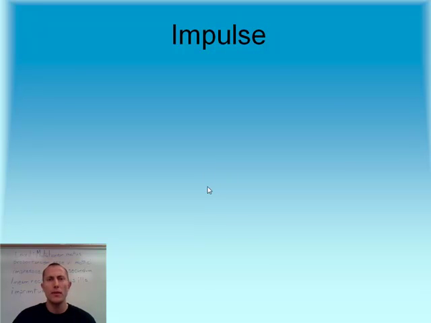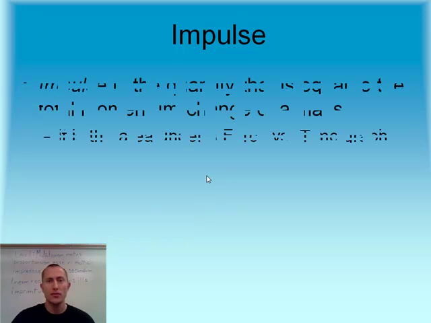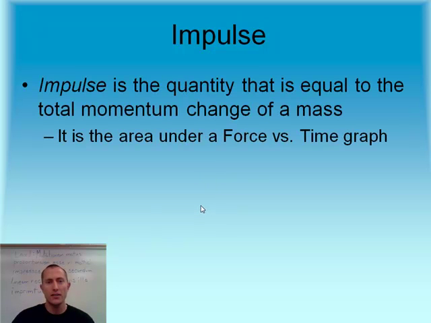Now along with momentum we have another related component, and that's impulse. An impulse is really just the change in momentum of an object. And so if we're looking at an object that is accelerating, then its velocity is changing, its momentum is changing. If the mass is changing, its momentum is also changing, even if the velocity is staying constant.